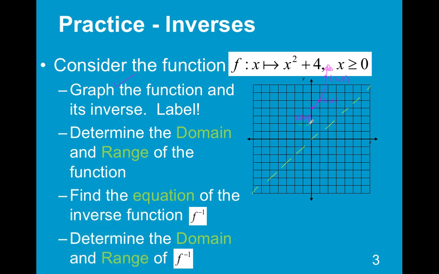The number 1 is switch the x and y. So if (0, 4) is on the original, (4, 0) is going to be on the inverse. (5, 1) is going to be on the inverse. (8, 2) is going to be on the inverse. Label points if you're asked. If you're not asked, it's a good habit to get into so that the grader knows you know what you're doing. Notice those two fold across the line y equals x.